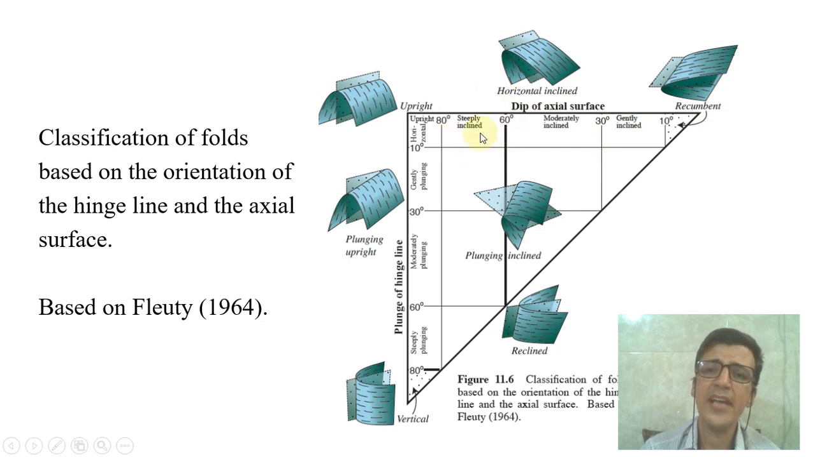Many times we have a combination of this definition. The hinge line is curved, and the dip of the axial surface is curved too. For example, in this position you can see in three-dimensional space the fault is inclined. Okay, this is the classification of faults based on orientation of hinge line and axial surface.